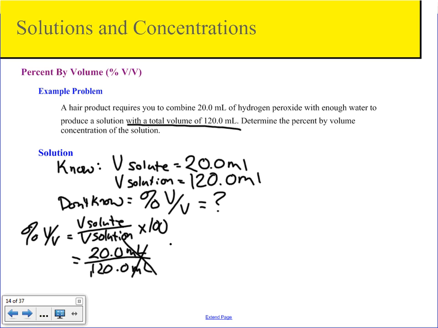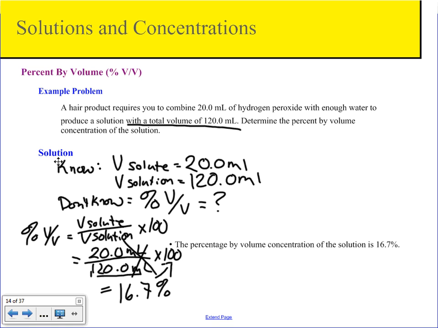I put 20.0 divided by 120 in my calculator, and I'm going to take that number and multiply it by 100, because I'm going from a decimal and I need a percentage. That's why I multiply it by 100. And I should get 16.7%. Okay, and here we go. The percentage by volume concentration of the solution is 16.7%.